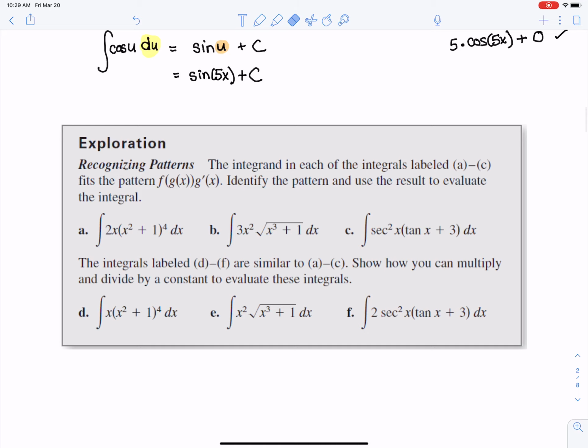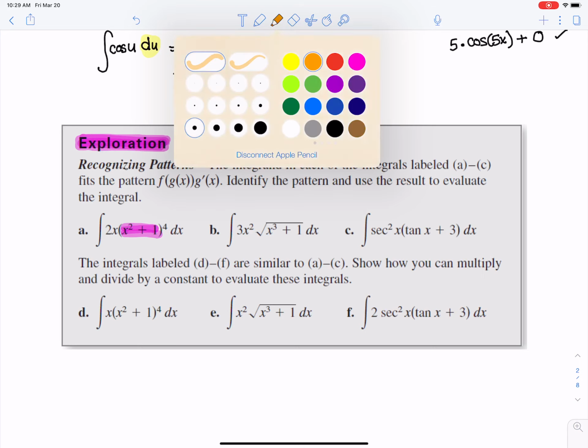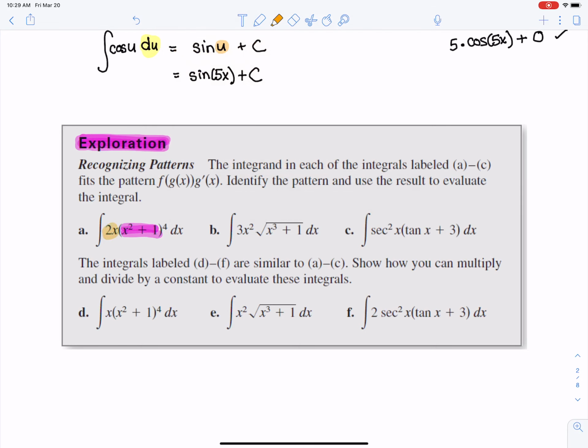Now there is an exploration here for you guys to look at. In this exploration, it just wants you to recognize, do you see that chain rule pattern happening? So if I look at the inner part of the function, x squared plus 1, the derivative is 2x. I notice it there. So yes, this follows the chain rule pattern. I look at the next example. My inner function is x cubed plus 1. The derivative of x cubed plus 1 is 3x squared plus 0. I notice that the derivative of that function sits on the outside. This matches the chain rule pattern.